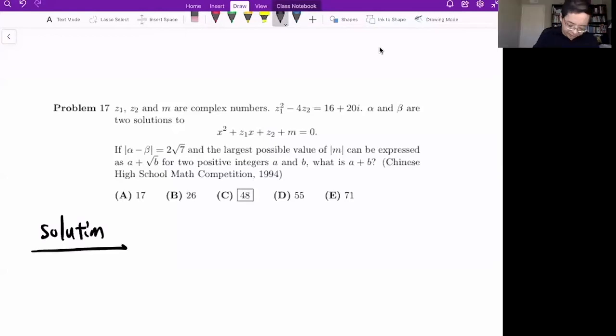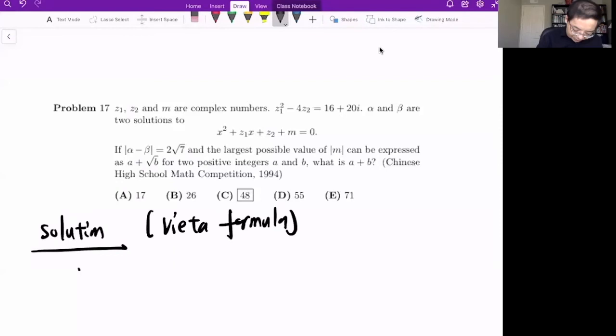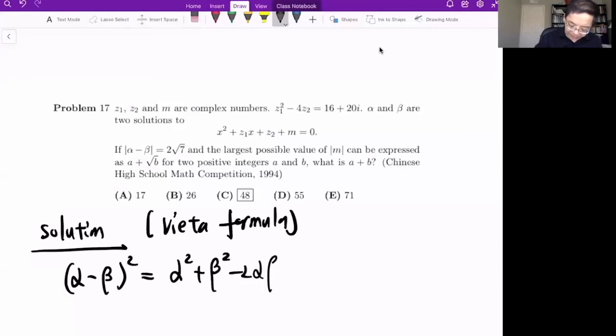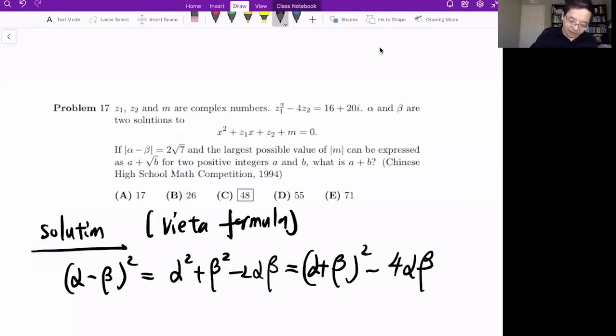We are going to apply, so the trick is we are going to use the Vieta formula. We have this (alpha minus beta) squared. This equals alpha squared plus beta squared minus 2 alpha beta, right? Now I can rewrite this as (alpha plus beta) squared minus 4 times alpha beta. Okay, then I can just apply the Vieta formula.